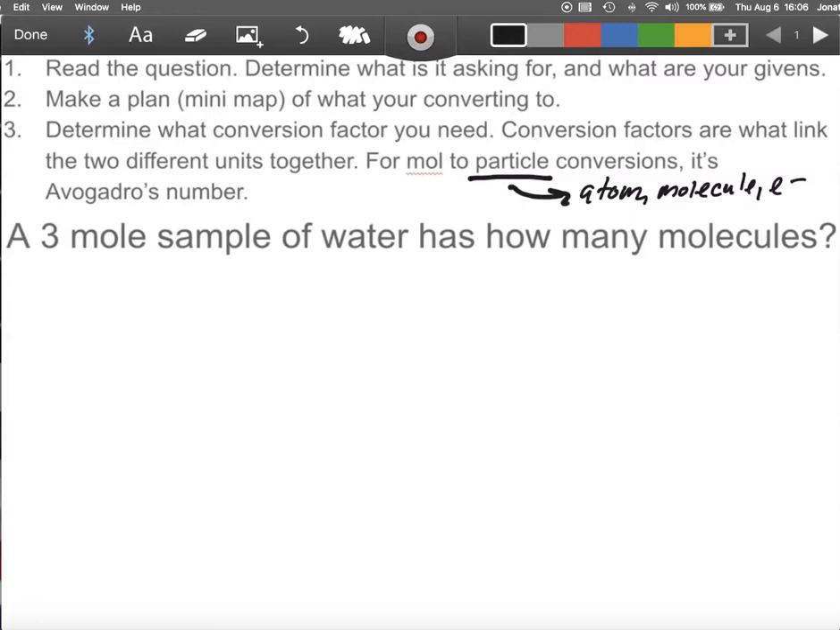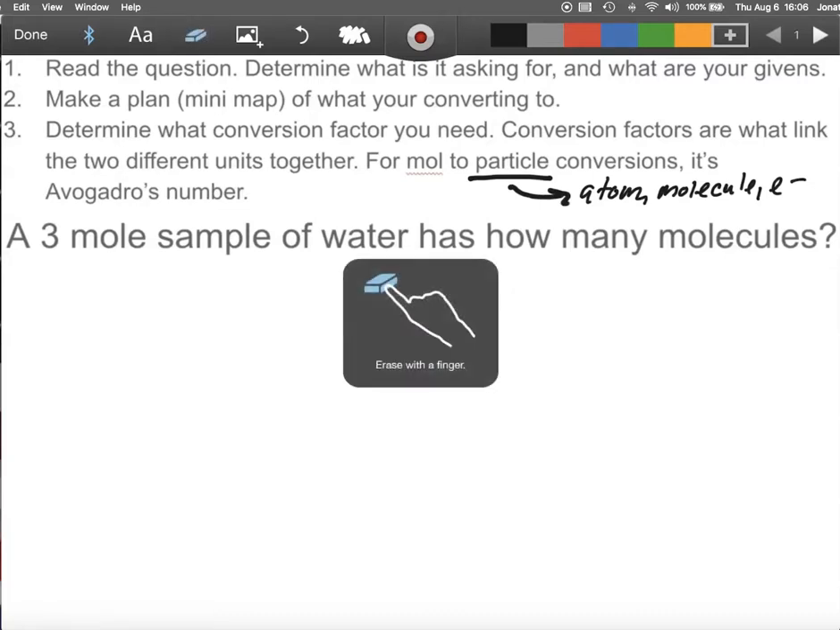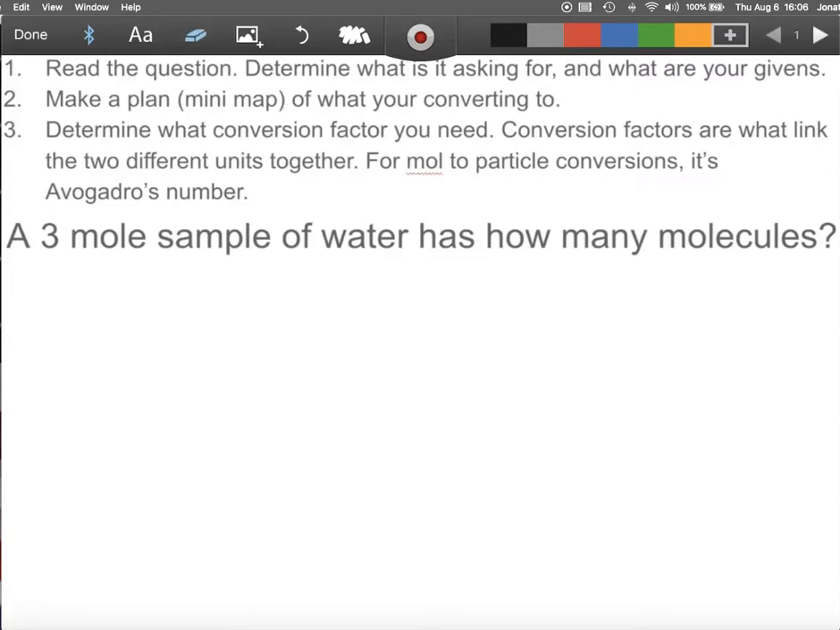So if you have 1 mole of atoms, you have 6.022 times 10 to the 23rd atoms. If you have 1 mole of molecules, you have 6.022 times 10 to the 23rd molecules, so forth and so on. Okay, so just wanted to iterate that right there for you, and let's go into some of the conversions that you can see on exams and so forth. Here's a classic example. A 3 mole sample of water has how many molecules in it?